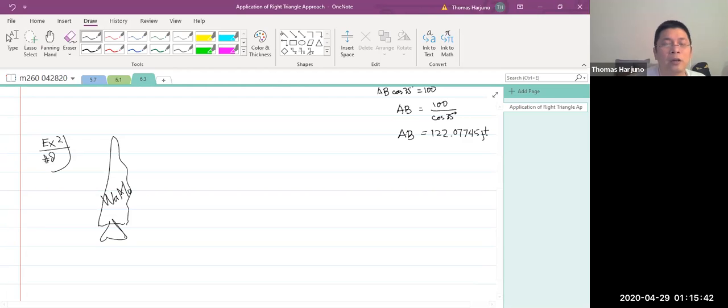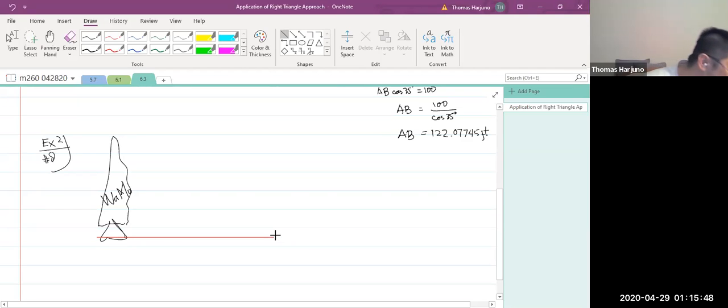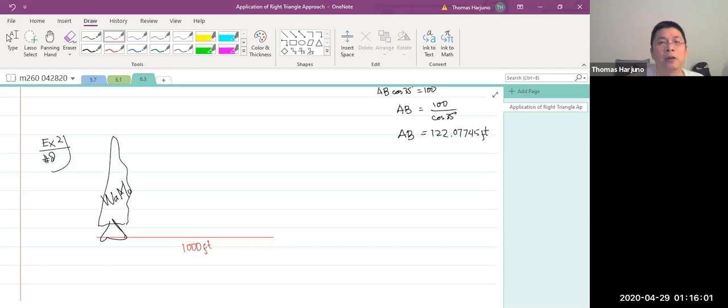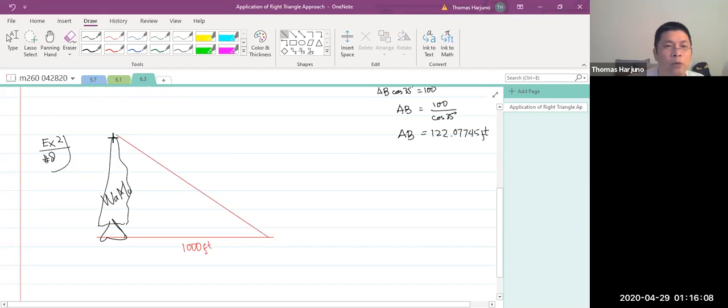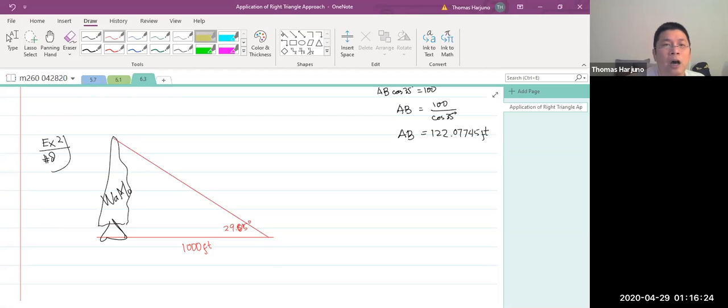Okay, and then from a point level to the base, 1,000 feet away. So this is 1,000 feet away. The angle of elevation to the top of the monument is 29.5 degrees. So the angle of elevation from the base to the top of that monument is, sorry, 29.05 degrees. Now the question is, determine the height of the monument. We want to find the height of the monument. What is the height here?